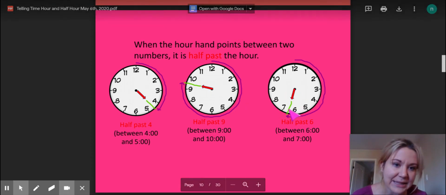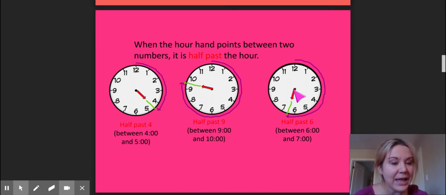Here you'll notice that the hour hand is pointing halfway between which two numbers? That's right, it's halfway between the 6 and the 7. Okay, it's right between the 6 and the 7. Okay, if we follow the path the hand takes, 1, 2, 3, 4, 5, 6, stop right there. It hasn't made it to the 7 yet, so it's half past 6.